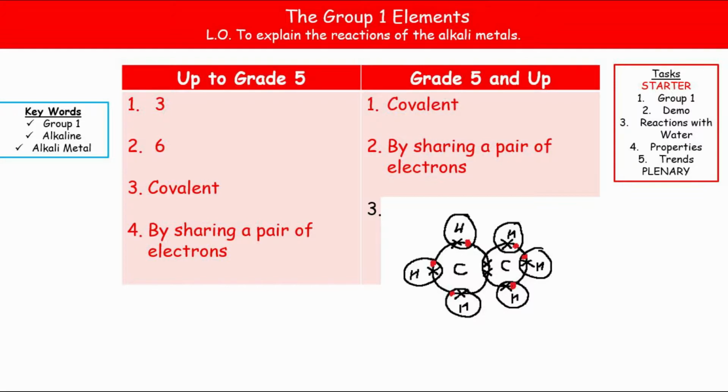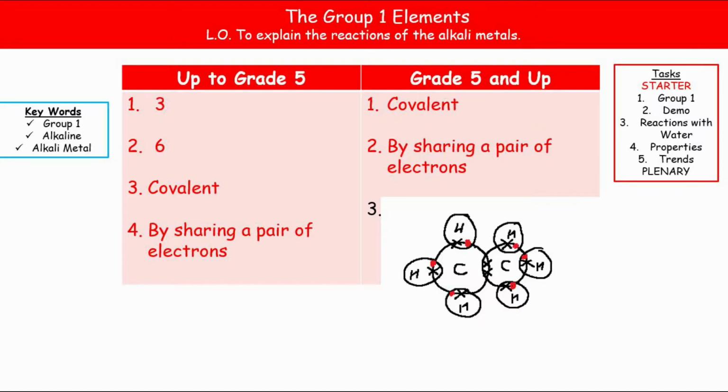For those of you at grade 5 and up, it's still a covalent bond between nonmetals. They also form by sharing a pair of electrons. And then our dot and cross diagram for C2H6 should be like the one I've given you on the screen there. Now, I've given you the dots in a different colour to try to make them stand out.